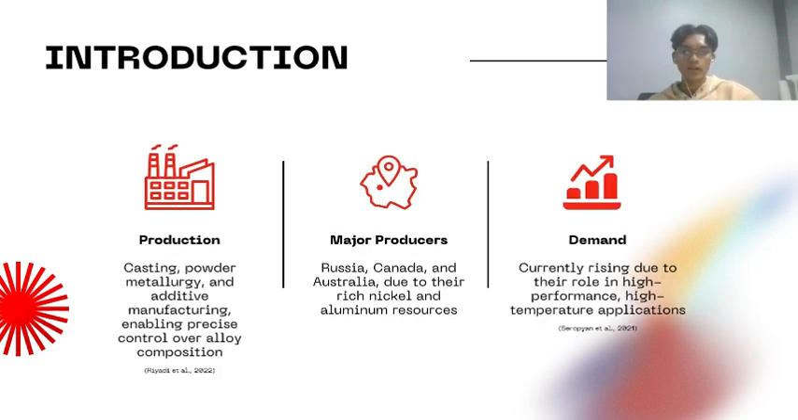For production, casting, powder metallurgy, and additive manufacturing are used, enabling precise control over alloy composition. For the major producers, we see a lot of producers from Russia, Canada, and Australia due to their rich nickel and aluminum resources to maintain the production of nickel aluminum alloy. And for demand, it is currently rising due to their role in high performance and high temperature applications.